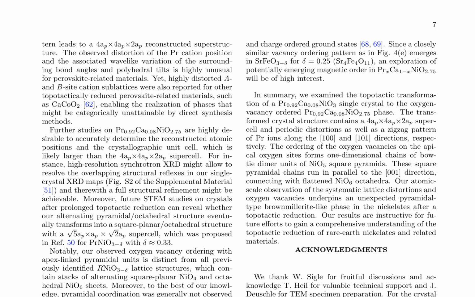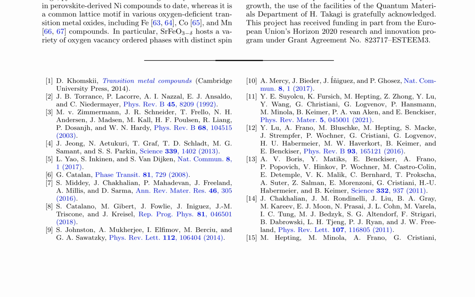The research paper investigates the topotactic transformation of Pr0.92Ca0.08NiO3 single crystals to the oxygen vacancy ordered Pr0.92Ca0.08NiO2.75 phase. The transformed crystal structure contains a 4ap x 4ap x 2ap supercell and periodic distortions, as well as a zigzag pattern of Pr ions along the 100 and 101 directions, respectively.